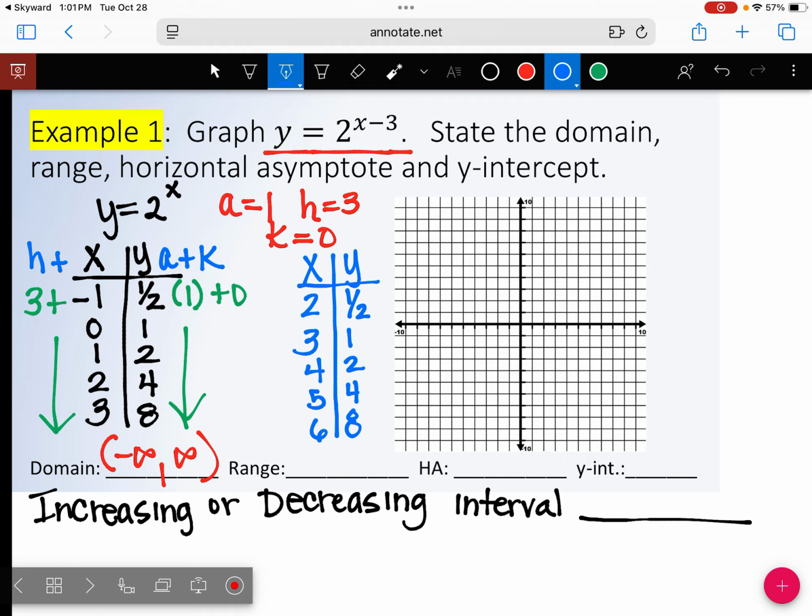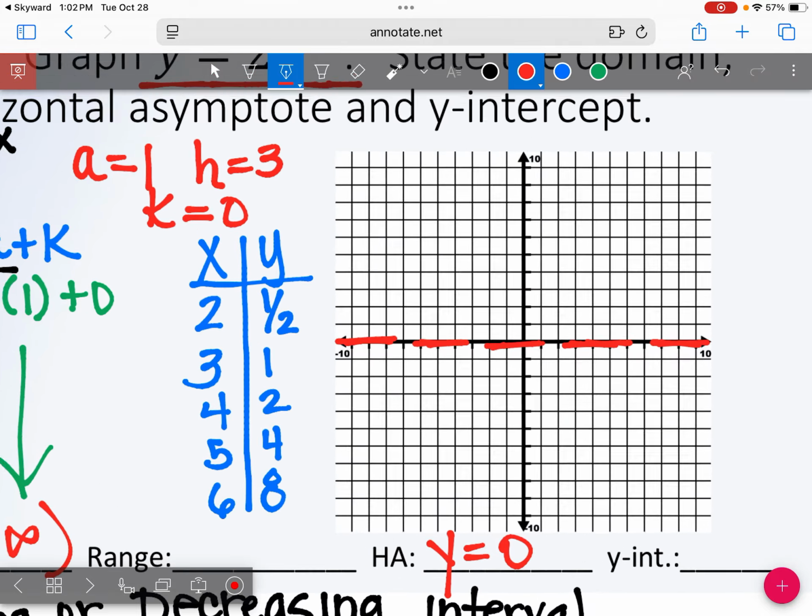Your horizontal asymptote will always be at y equals k. And what did we say k was for this example? 0. So I'm going to draw in. That means it's just my x-axis. I still like to draw mine in just as a reminder that the graph should not touch or cross that point. And then after you do that, go ahead and sketch your 5 ordered pairs. Just do the best you can.